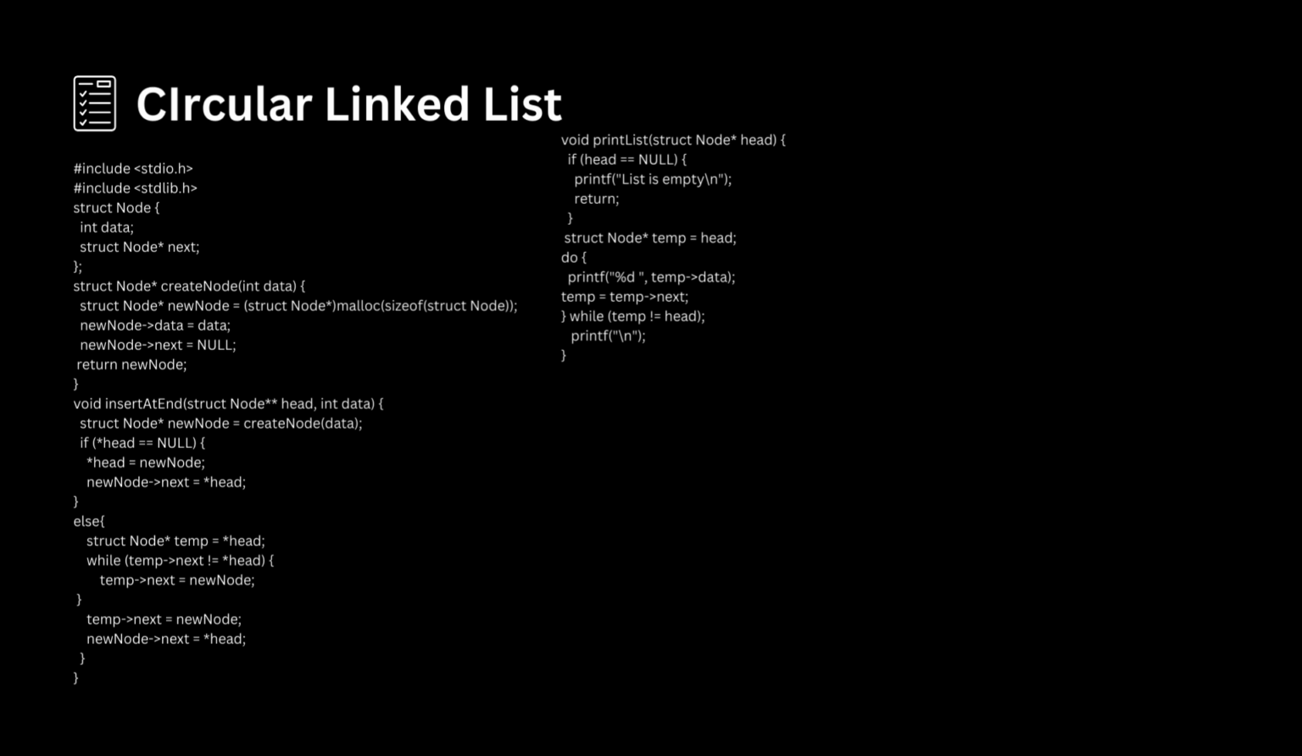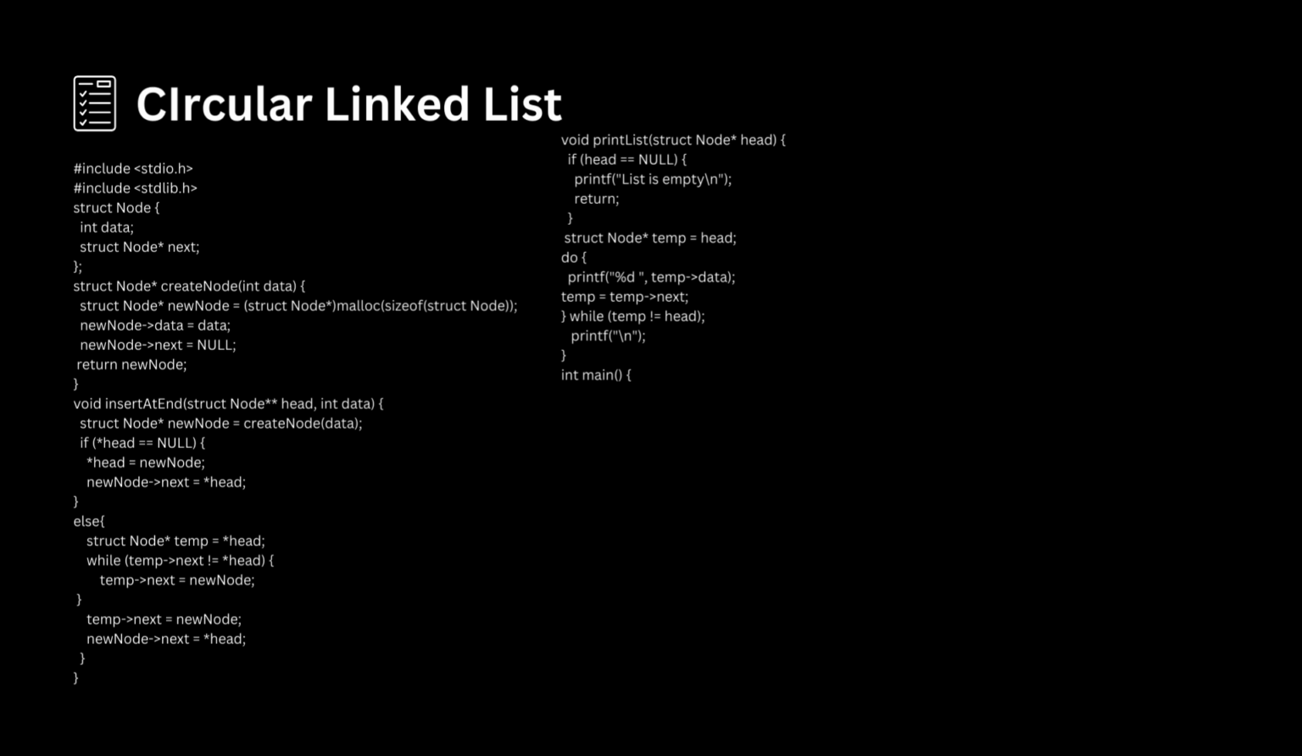This prints a new line after all the elements of the circular linked list have been printed. The printList function is designed to print the elements of the circular linked list. It handles the case of an empty list and uses a loop to traverse the circular list, printing each node's data until it reaches the head again.